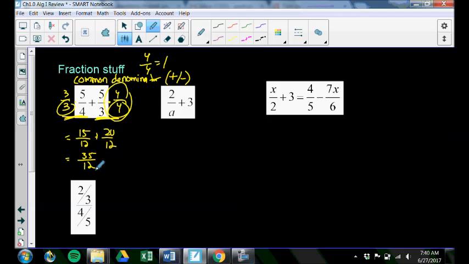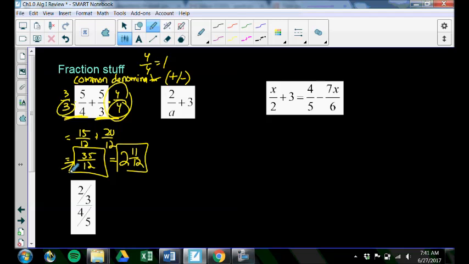If this could reduce at all, I would reduce it, but 35 can't divide by 3 or by 4, and 12 is just 3 and 4, 2 and 6. So there's my fraction, 35 twelfths. Now 35 twelfths is a fine answer. If you think everything needs to be made into a mixed number, that is incorrect, but you can do it. It's the same as 2 and 11 twelfths. But improper fractions, which is this one, are often easier to work with than mixed numbers. Mixed numbers are usually more helpful for communicating things.